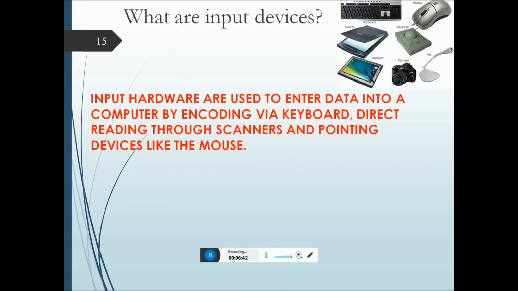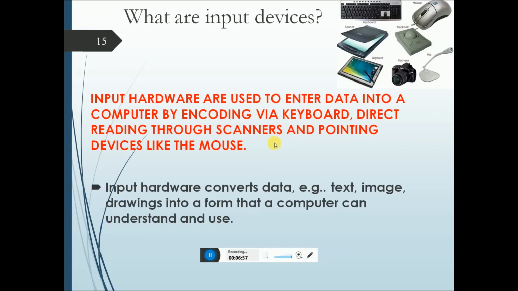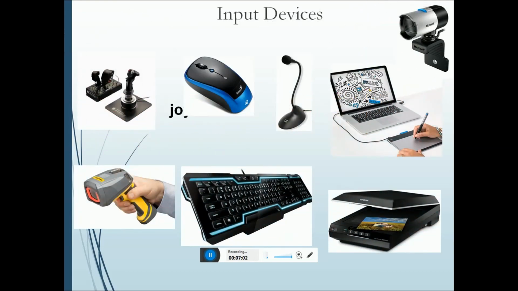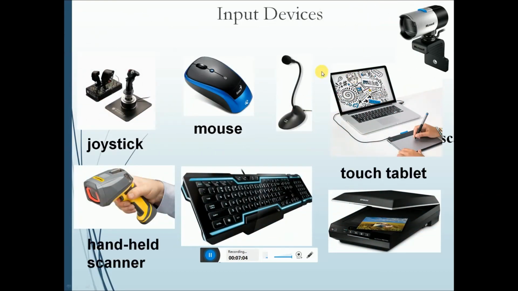What are input and output devices? The input devices are keyboard, mouse, mic, camera, digital pad, and scanner. Input hardware converts data, text, images, and drawings into formats the computer can use. Here are more input devices: camera, laptop, pad and tablet, flat scanner, keyboard, handheld scanner, joysticks, mouses, and mics.